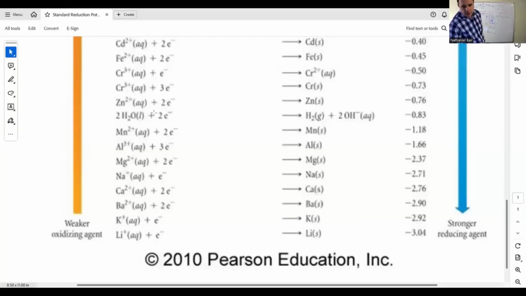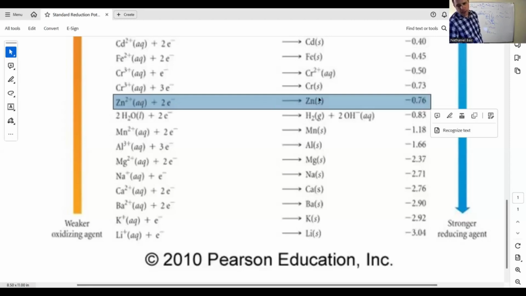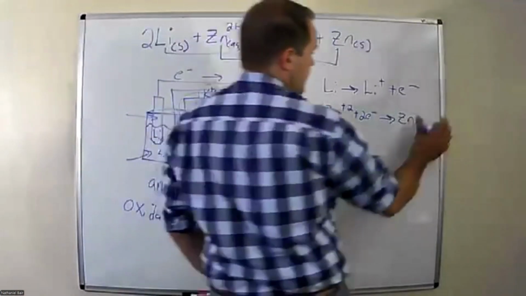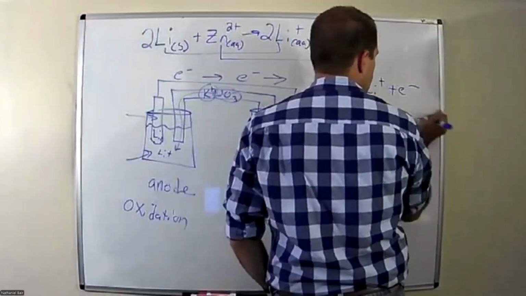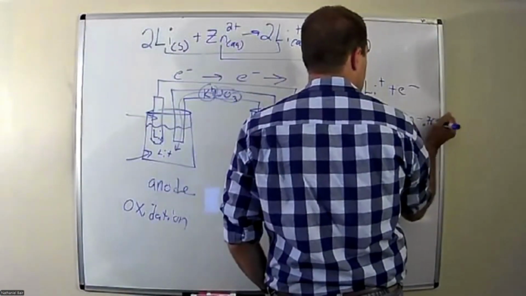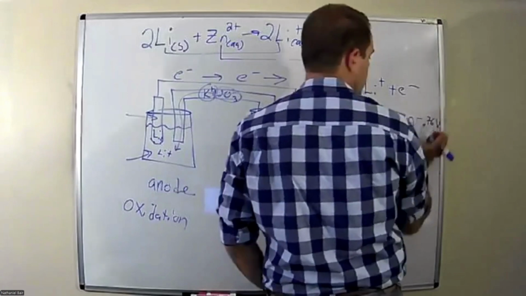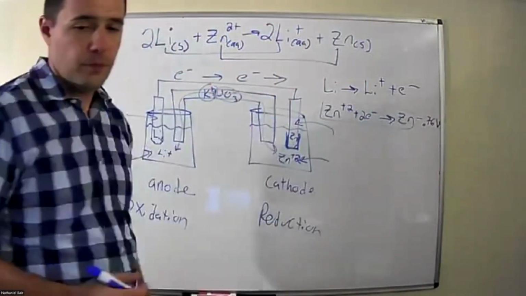So zinc plus 2 electrons goes to zinc. That is a negative 0.76 volts. And you can see it is exactly as written right here, negative 0.76 volts. So what I'm going to do is write that down. That is a negative 0.76 volts, negative 0.76 volts.